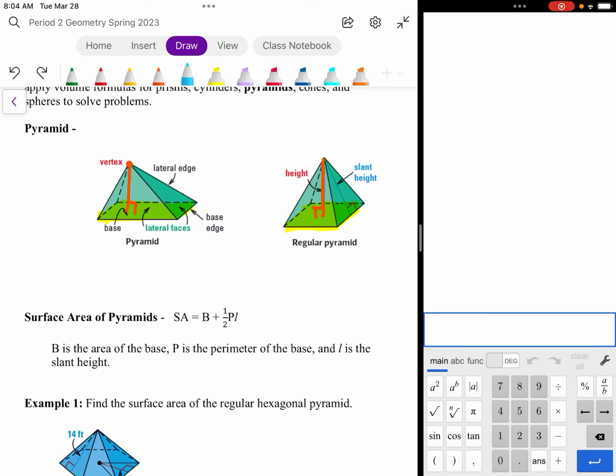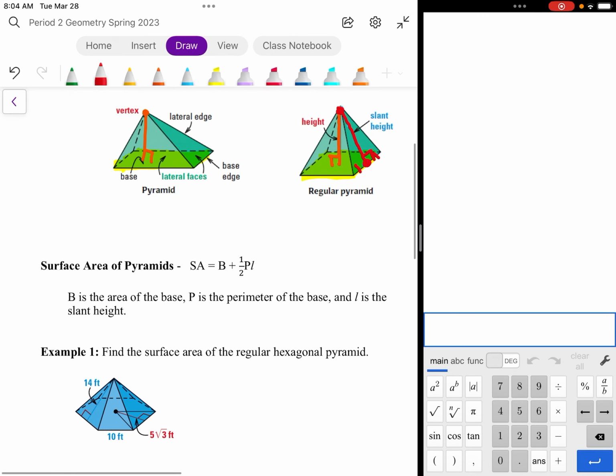The slant height is the distance from the vertex down one of the sides to the middle of one of the sides of the pyramid. So if you look at this one, the slant height is going along the side, and then it cuts that side length in half, and it forms a right angle. So it's important that you know the difference between the height and the slant height.